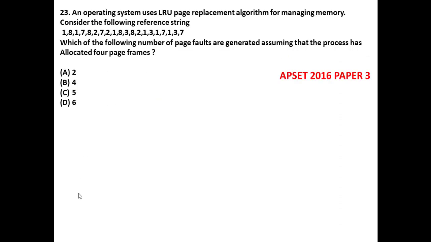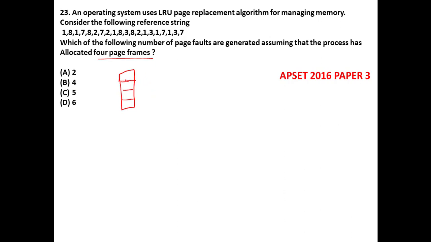And see the next question, the question number 23. An operating system uses the LRU page replacement algorithm for managing the memory. Consider the following reference strings. He has given the reference strings 1817, 82721, 83, 8213, 7137, and number of page faults. We have to calculate how many page faults are generated, assuming that the process has allocated 4 page frames. Right, so there are 4 page frames, and the reference string is also given, and we have to find out how many page faults would occur if you go with the LRU page replacement algorithm.